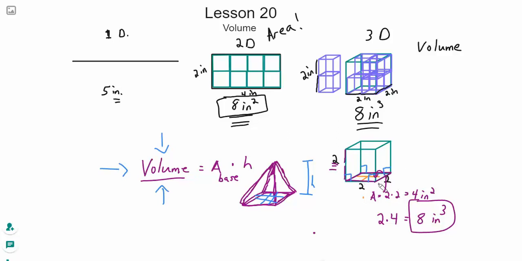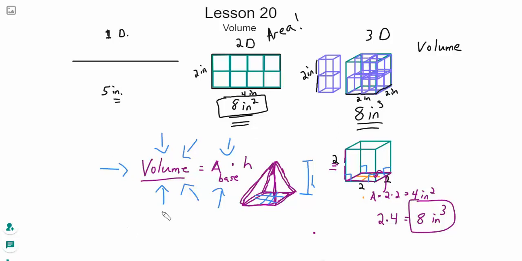Okay, so the first thing we really need to look at is, do we have a right solid? Do we have a side that we could place as the base, and then everything else is straight up from that side? And if the answer is yes, then we can definitely use this formula to find the volume of that shape.